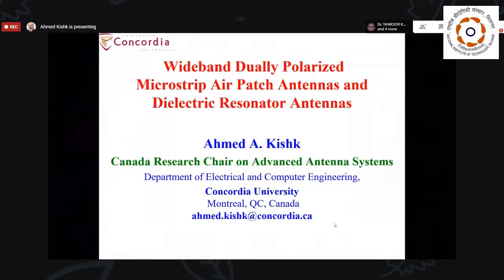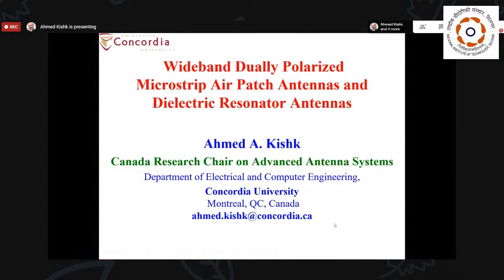Now we're going to talk about all the previous presentation. We concentrated on a single polarization, either linear single or CP single. Now let us look at how we can have dual polarization. Here we're going to look at some examples based on microstrip antennas and dielectric resonator antennas.